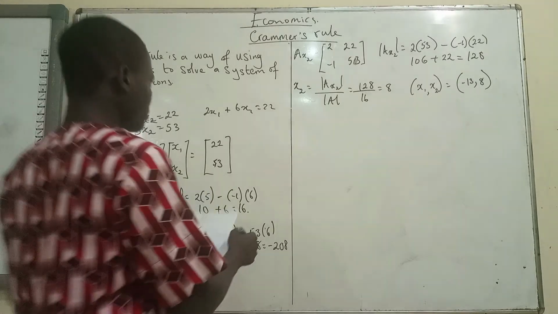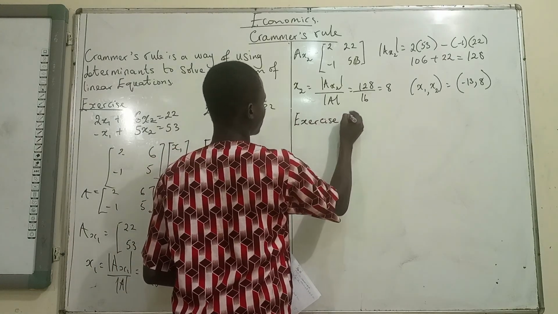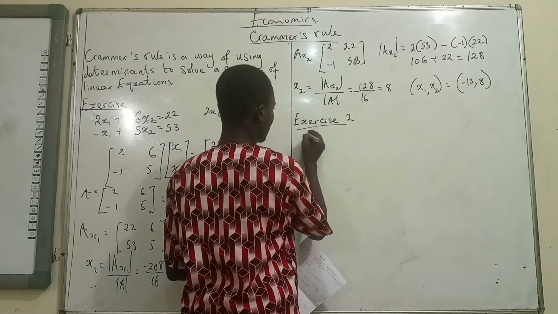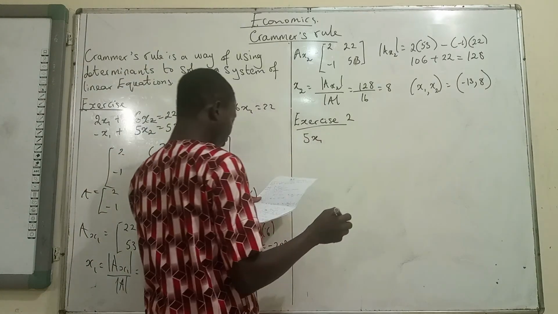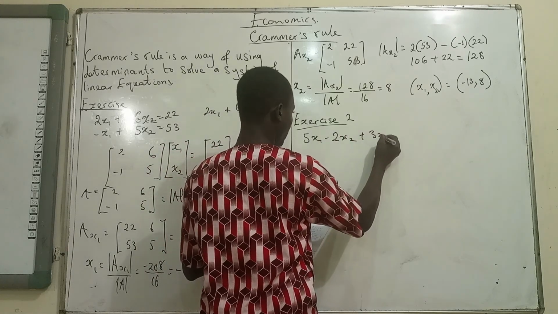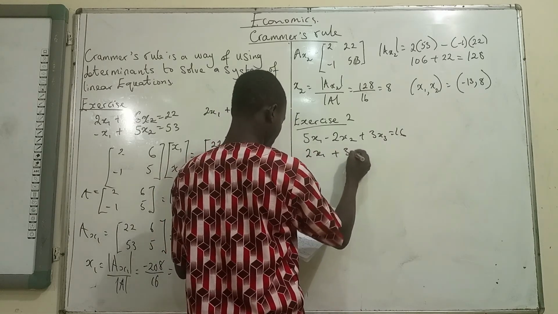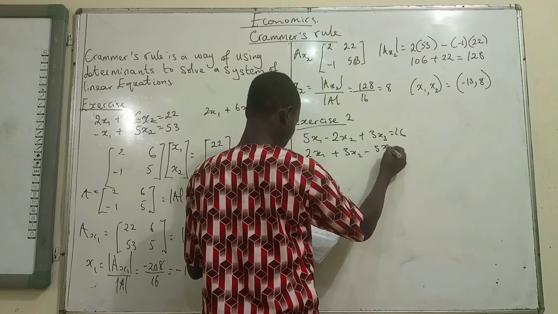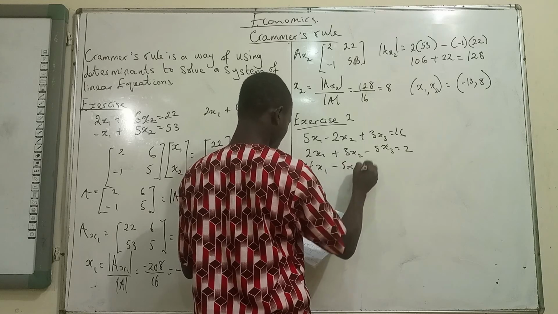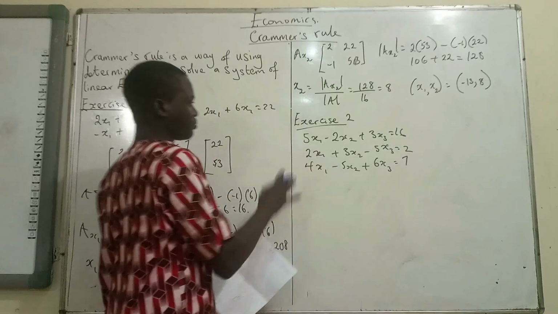So let me call that exercise 2. We're dealing with something different here. We have 5x1 minus 2x2 plus 3x3 equals 16, then 2x1 plus 3x2 minus 5x3 equals 2, 4x1 minus 5x2 plus 6x3 equals 7. Alright, so this is the system.